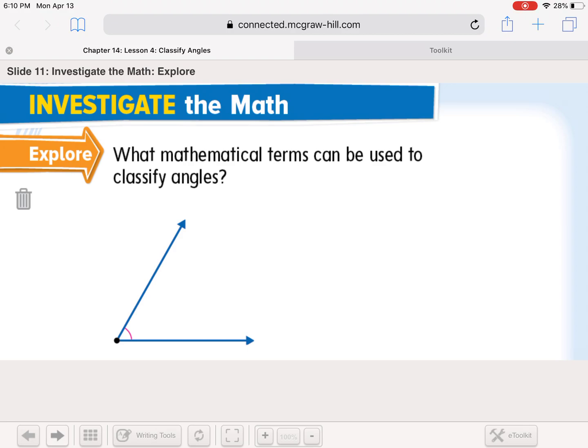First, let's investigate the math and explore what mathematical terms can be used to classify angles. When we're classifying angles, there can be three different types of angles that we could be talking about. First, we need to figure out what is an angle, what are those three different types of angles, and what is a degree.